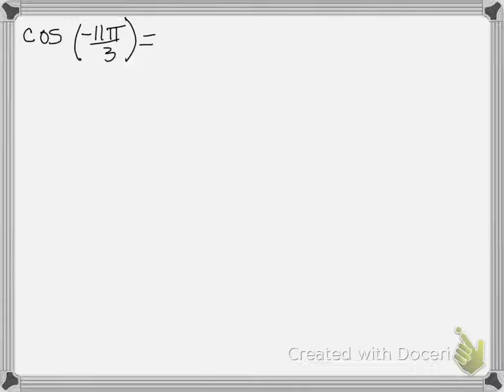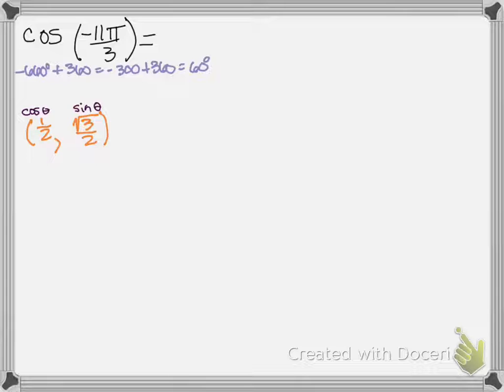Alright, let's try cosine of negative 11 pi over 3. Negative 11 pi over 3 is not on the unit circle. Let's change it to degrees. It's negative 660 degrees. Add 360. It gives me negative 300. Add 360 again. Gives me positive 60, which is on the unit circle. That's the ordered pair 1/2, square root of 3 over 2. Remember, the first number is cosine. The second number is sine. We're looking for cosine, so my answer is 1/2.